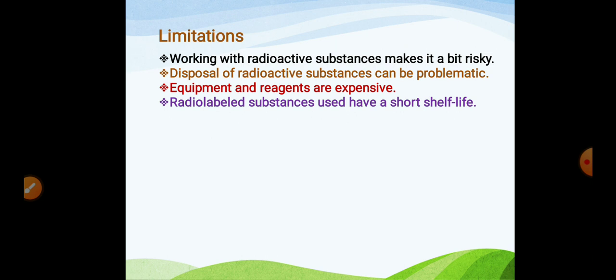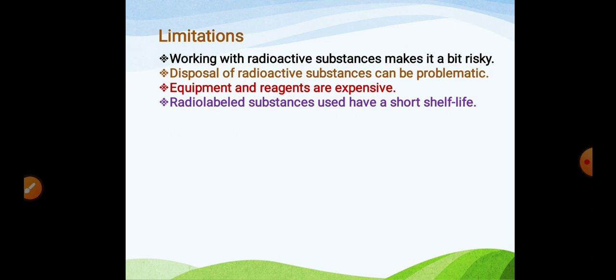Then it has certain limitations, because in this technique we are using radioisotopes, so there is risk. Then after testing, the disposal of radioactive substances is problematic, and because we are using radioisotopes, this test is costly and expensive. And the fourth one is that radioactive substances have a short life. So these are the certain limitations of RIA.